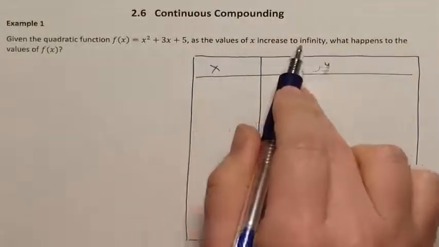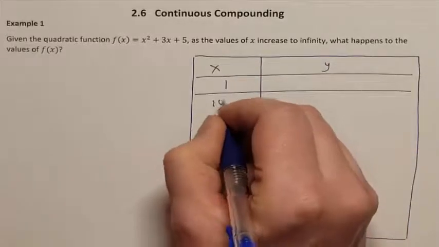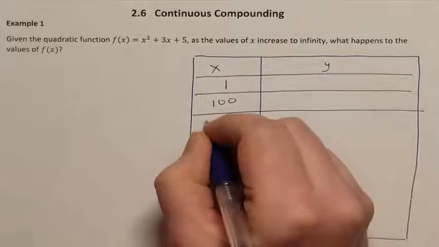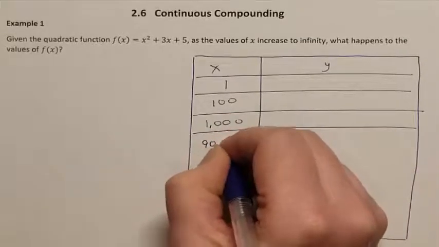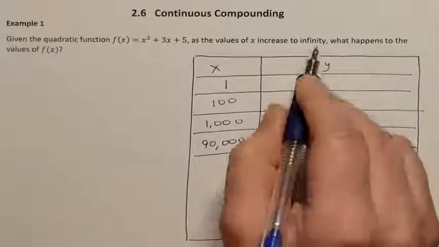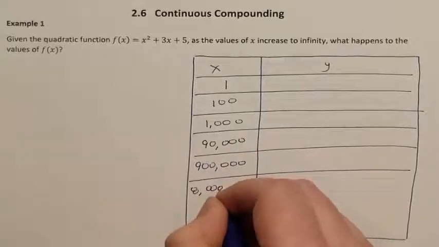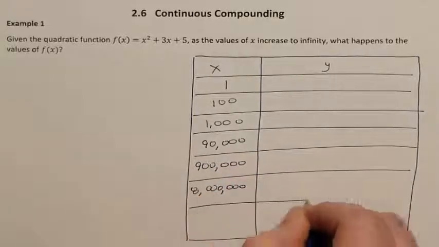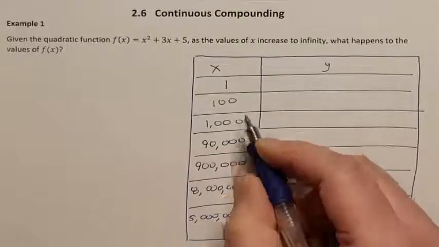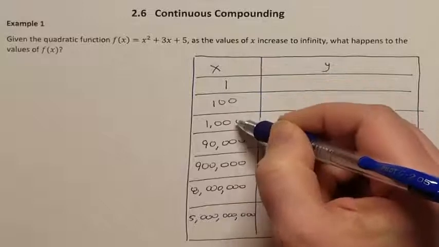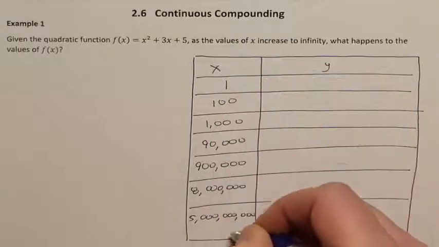It says as the values of x increase to infinity. So we're going to start with 1, and we're going to start jumping quite a bit. So 1 to 100, we'll then do 1,000, we'll then do 90,000. We're supposed to go to infinity, which means we're going to slowly analyze as our x values get bigger and bigger and bigger, what is actually happening. So I'm going to try these x values. Notice they're increasing and getting larger and larger and larger. We'll never actually get to infinity. It's just the x's are going to be increasing.